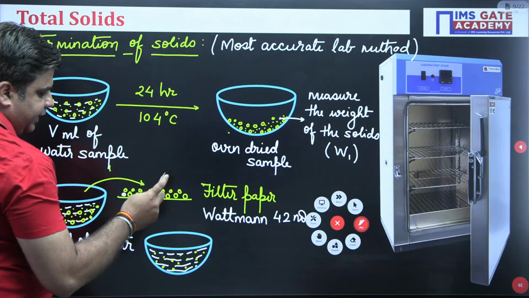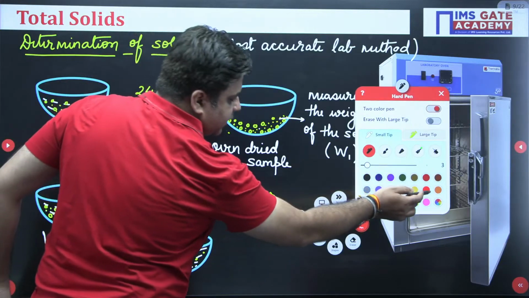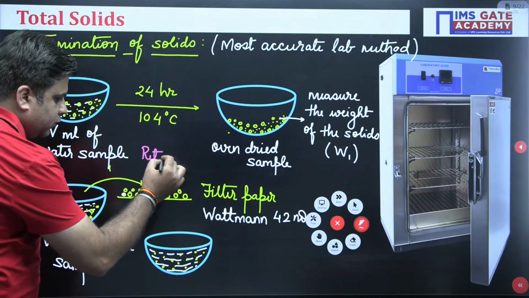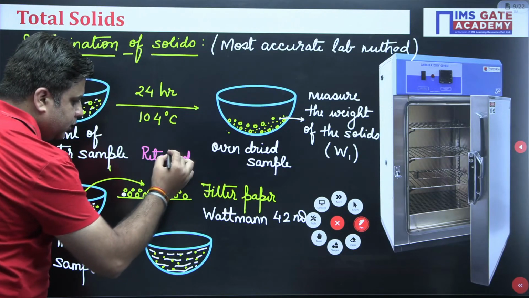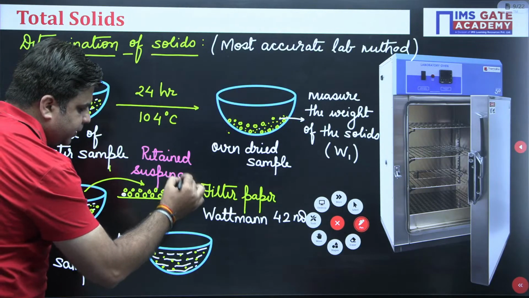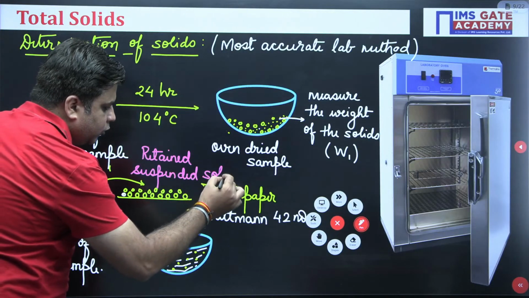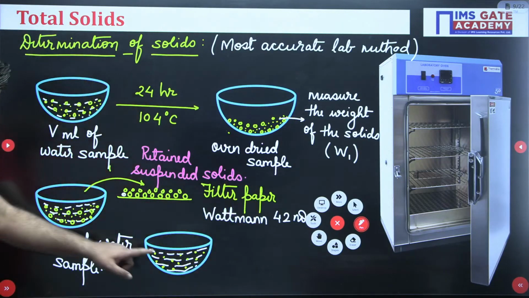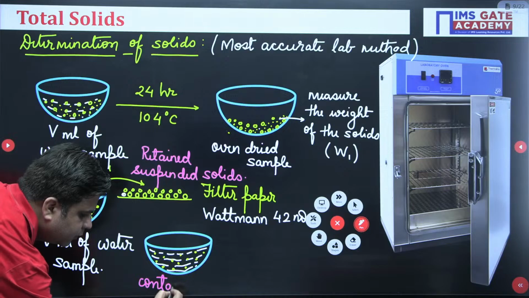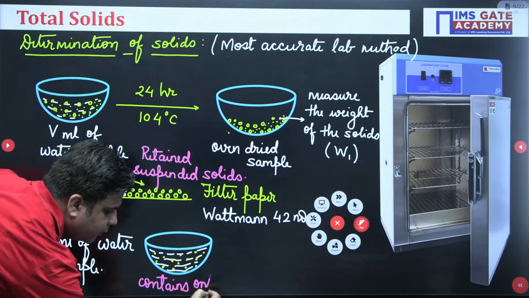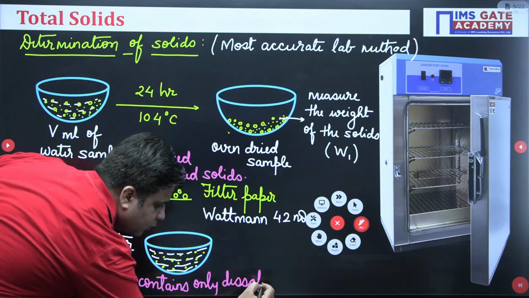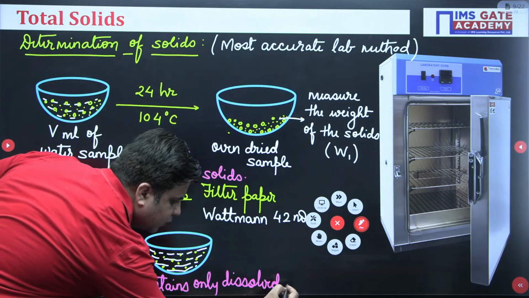So this is my retained suspended solids. I should write it with another color. This is retained suspended solids over the filter paper, right? And this water sample contains only dissolved solids, right?